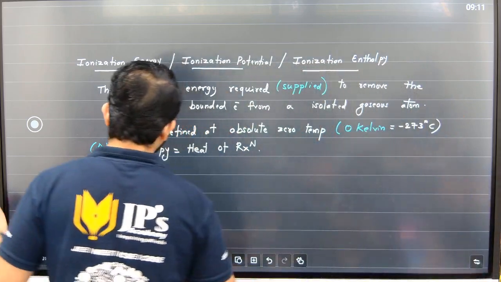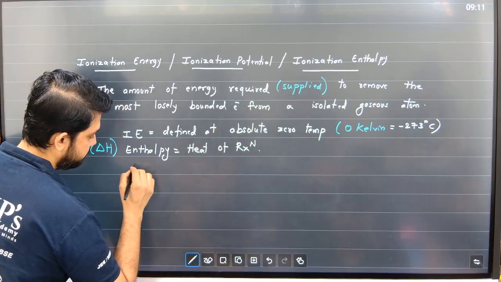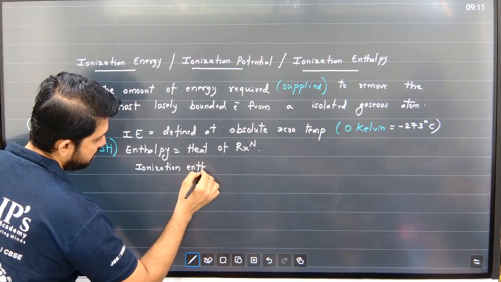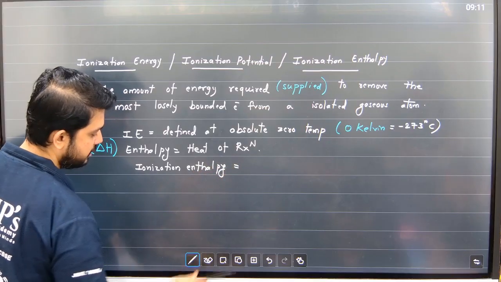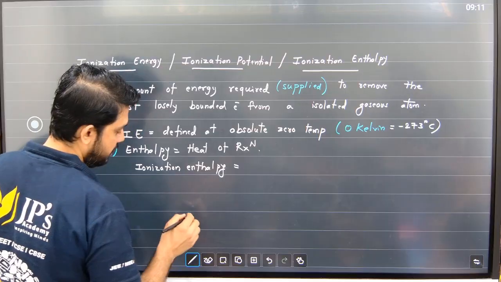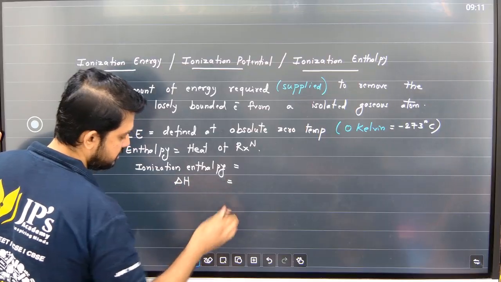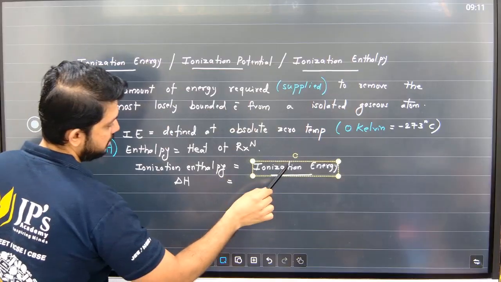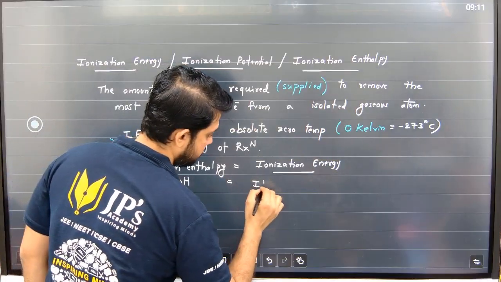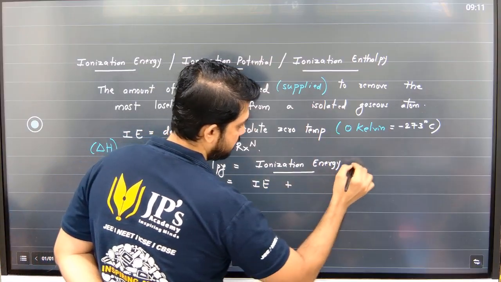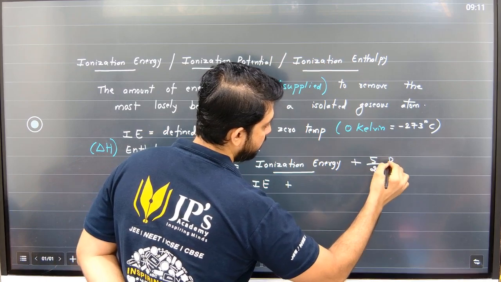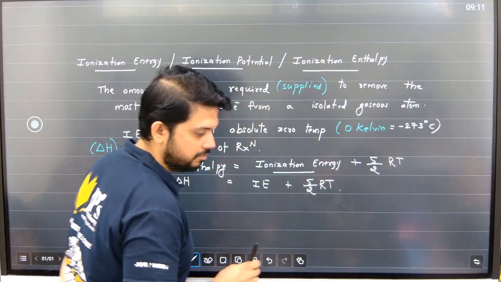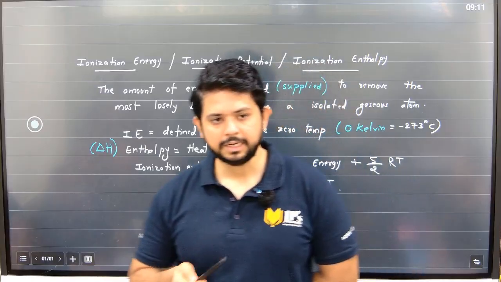Now, ionization enthalpy and ionization energy have a relation: ionization enthalpy, delta H, is ionization energy plus 5/2 times R into T, where R is known as the universal gas constant, and T is temperature.